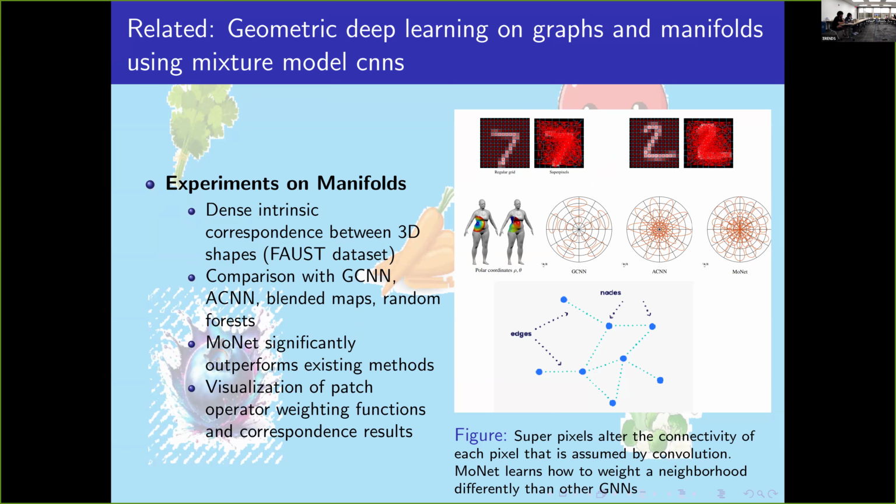On manifolds, they use the network to look for correspondence between shapes, which, if you could do that well, you could probably do parcellation on a manifold.